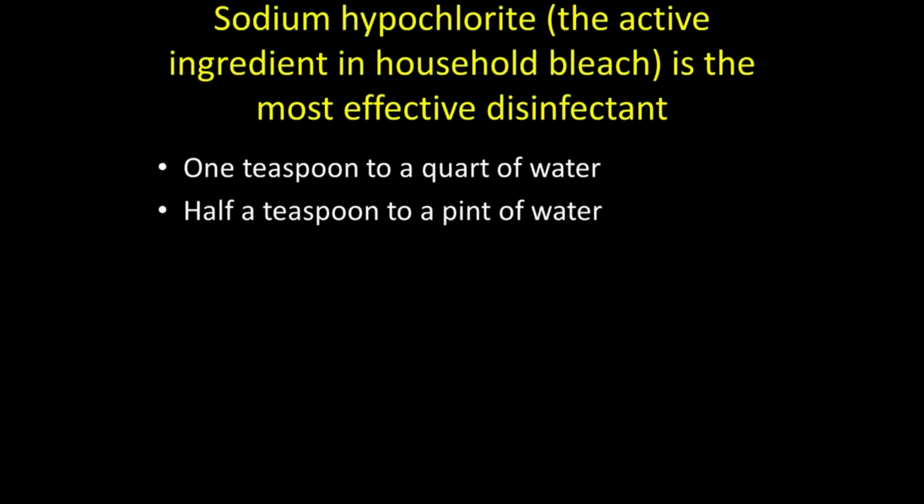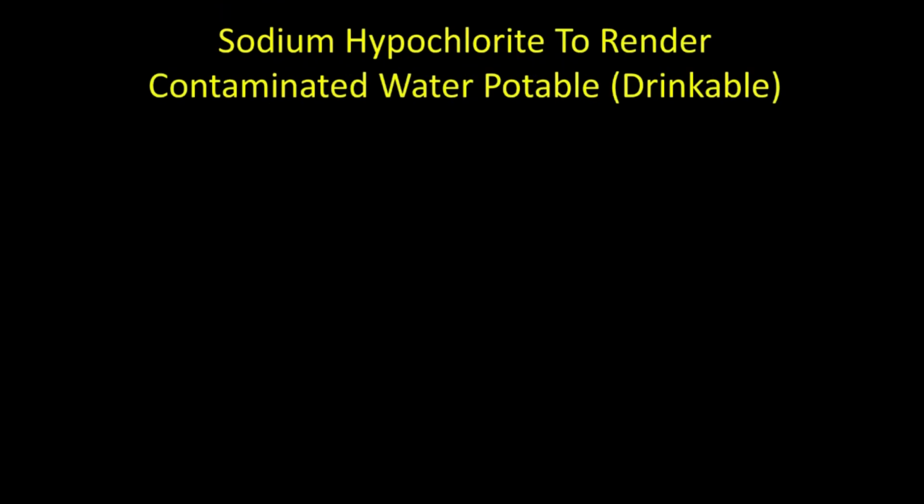Sodium hypochlorite is the most effective disinfectant that we're going to be talking about in this video, and this is the active ingredient in household bleach. And we use this in an extremely weak solution. Previously I talked in terms of 1 teaspoon to a quart of water, but actually found that this needs to be discarded at the end of the week because it breaks down, and therefore it's more practical to put a half a teaspoon to a pint of water, and we'll talk about that more in detail.